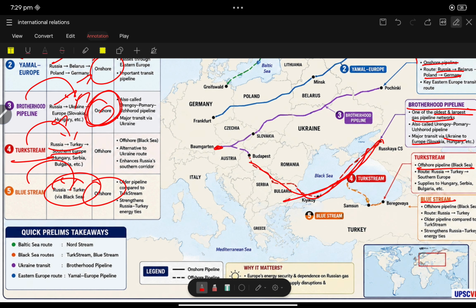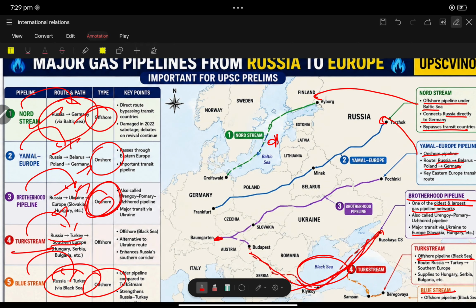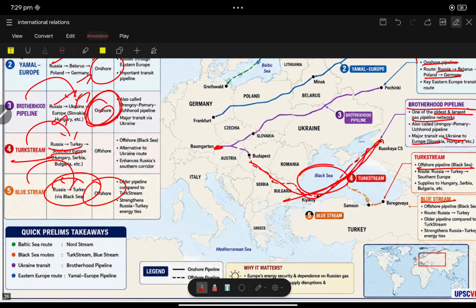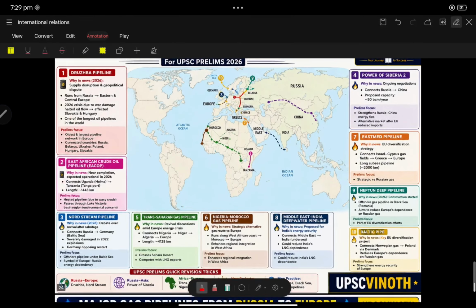The seas are important. Nord Stream passes through the Baltic Sea. And Blue Stream passes through the Black Sea. Turk Stream passes through the Black Sea. Okay. So these are all important pipelines with respect to UPSC prelims.